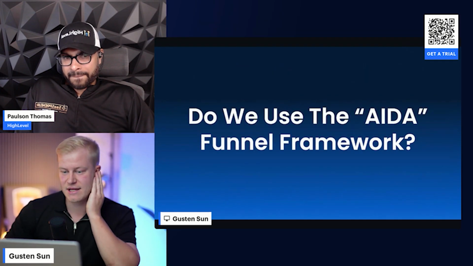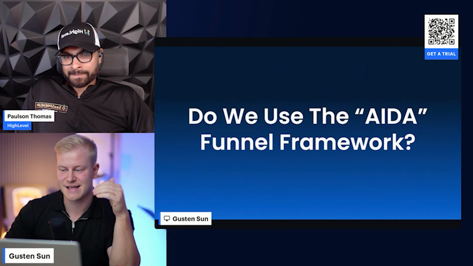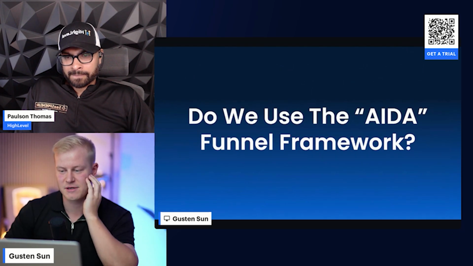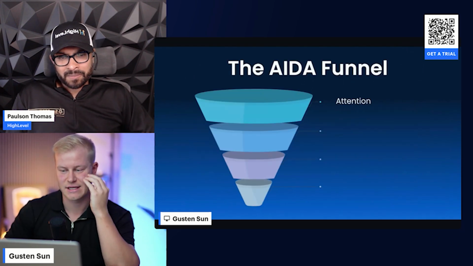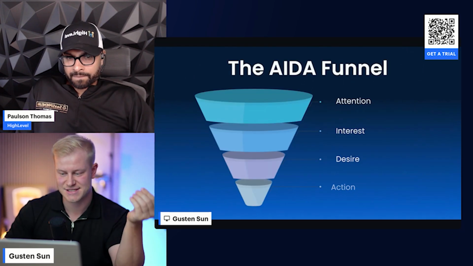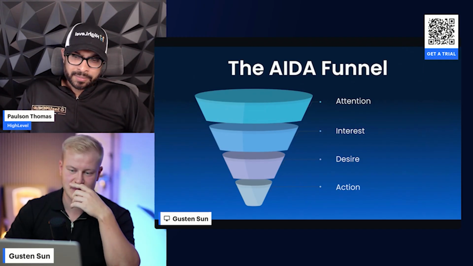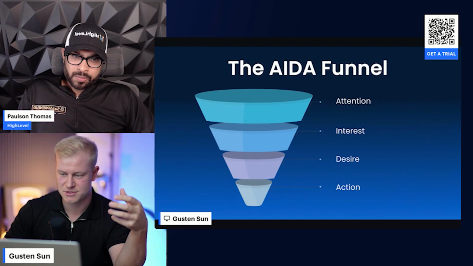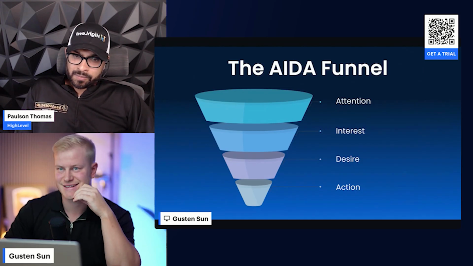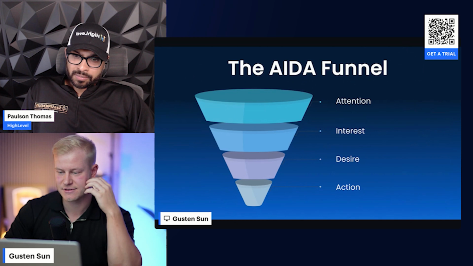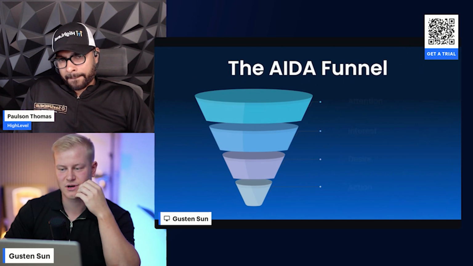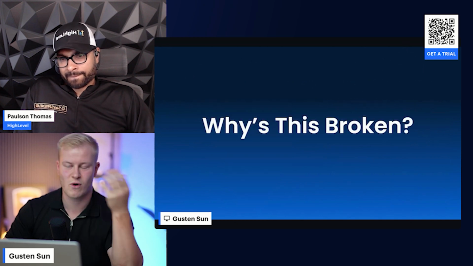So how do we then build funnels that convert? Do we use the AIDA framework? Anyone familiar with the AIDA framework? It looks like this. So we have attention, interest, desire, and action. And when you look at it, it makes sense, right? You've got to get people's attention. Then you want to make sure that you build some interest and desire, and then you get them to take action. But it's a little bit more complicated than that. So why is it broken?